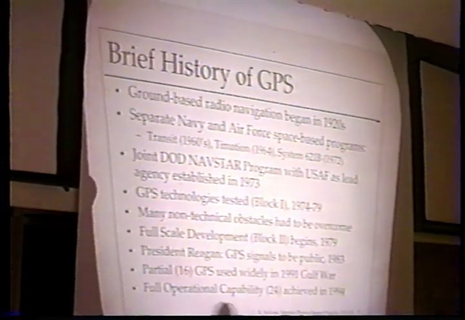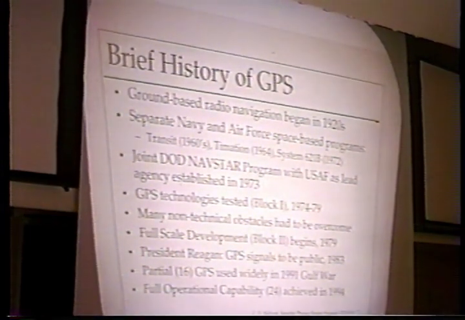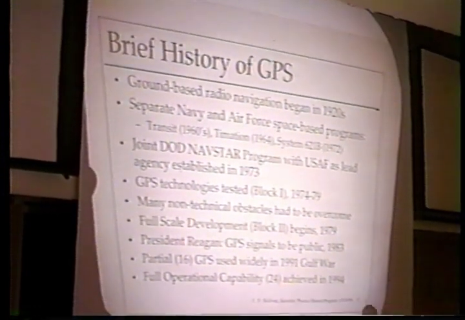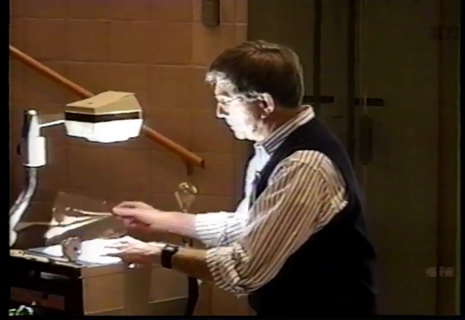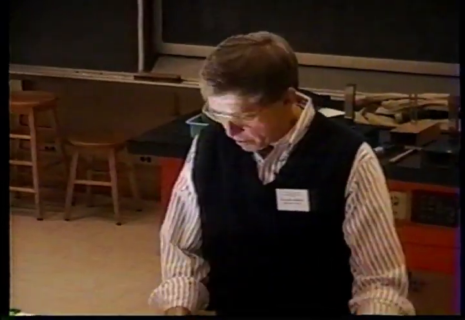The GPS system had 16 satellites up during the Gulf War, and it was used extensively and got a lot of publicity through that. And the system finally came into operation in 1994, and it's there now in full operation. And the use of it is growing extremely rapidly.